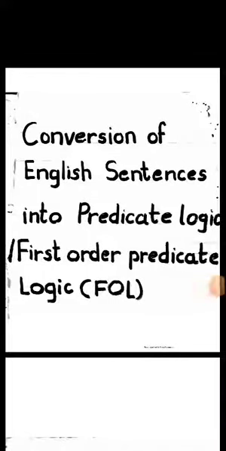Hello guys, today we'll see how to convert English statements written in the English language to predicate logic, or it is also called first order predicate logic, that is FOL. We'll start with a simple example. The first example we have is "Steve is smart." This statement, when converted into predicate logic, will be written as Steve in bracket smart.